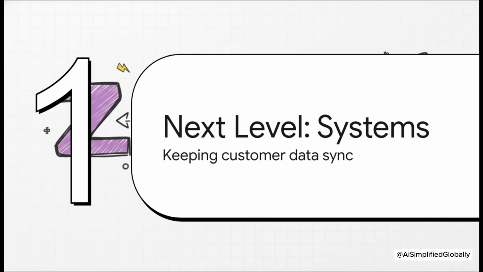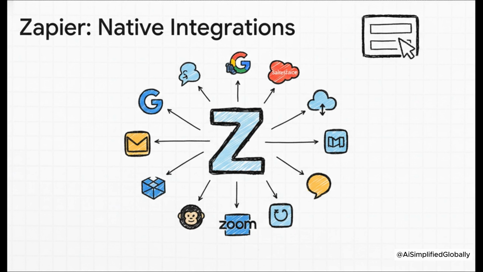So that was a pretty simple task. But here's the thing. Those small philosophical differences, they start to compound. They get a lot bigger when you move on to a more critical business workflow, like keeping all your customer data in sync across different systems. And this is where Zapier just flexes its muscles. Its huge library of native integrations is its superpower.